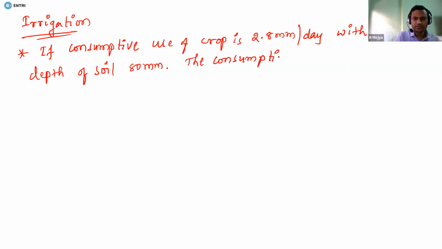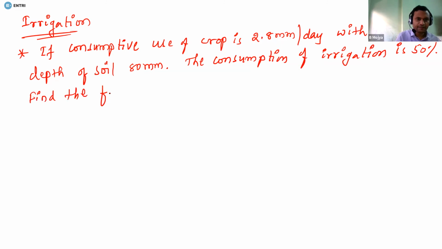The consumption of irrigation is 50%. Find the frequency of irrigation.